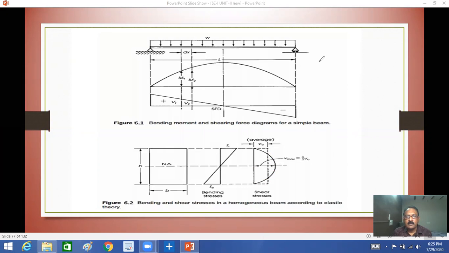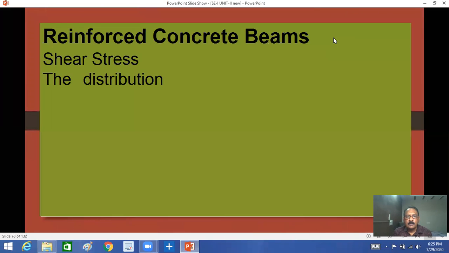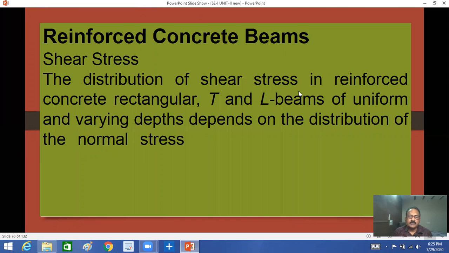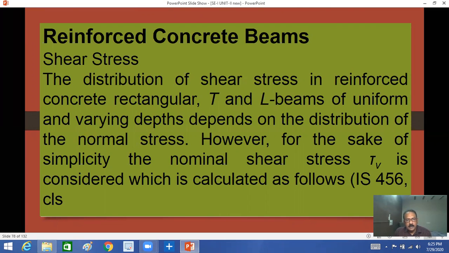Next, if we see here, reinforced concrete beam shear stress in rectangular beams, T beams, and L beams with reinforcement. If you look at IS 456, which is always very important, according to clauses 40.1 and 40.1.1, tau v is the nominal shear stress, and this is how to calculate it.